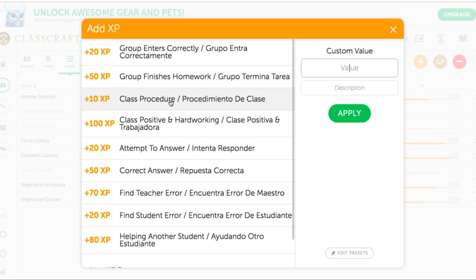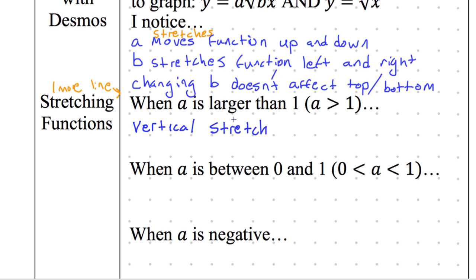10 XP procedure, cool. Yeah, so it's a vertical stretch. So I want you to kind of do this symbol over here. It's a vertical stretch, so it pulls it this way. Vertical, if you didn't know, is up and down. So vertical stretch.